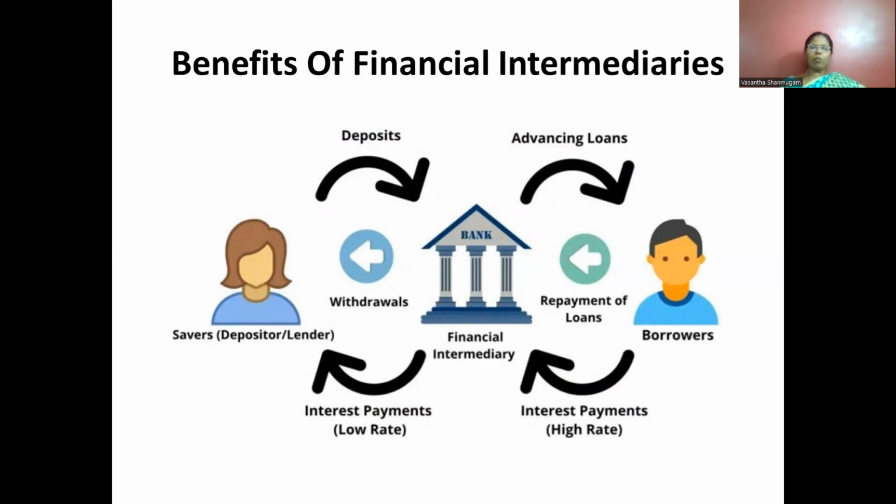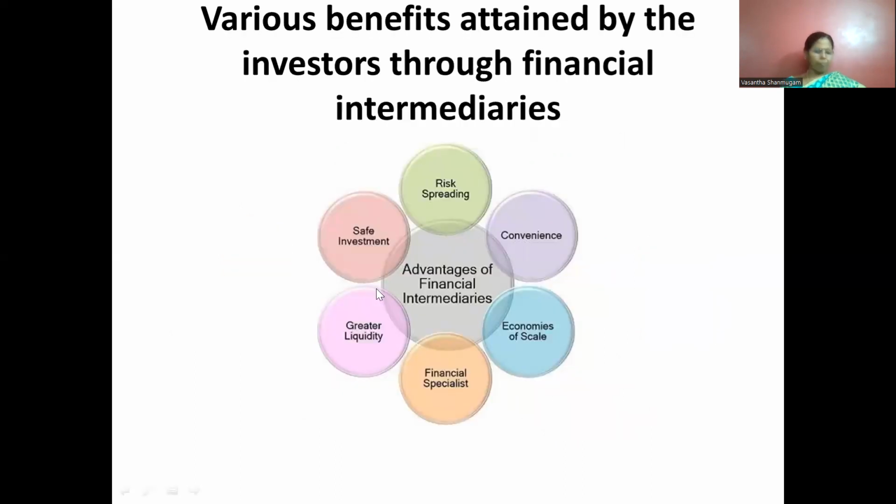Then, everybody wants a safe investment. Their investment must be safe, and at the same time, they want to earn a higher rate of interest also. Intermediaries also reduce the risk of fraudulent behavior as they have additional security measures in place. So that is one of the things everybody wants: their investment must be safe.